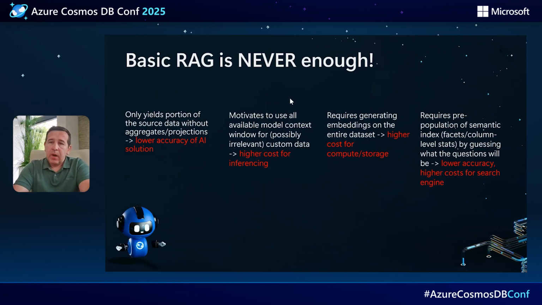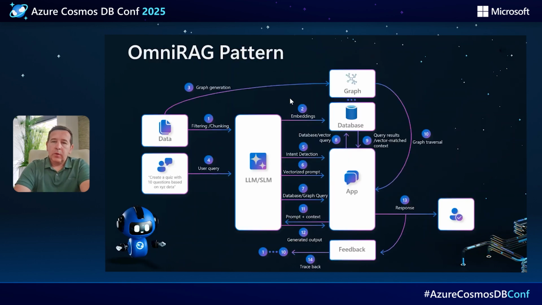It also requires a pre-population of semantic index if you're using one. Let's say if you're using something like Azure AI Search, and you could be utilizing features such as fast search or column level statistics. This requires you to pre-populate them by guessing what the questions that the user will be asking. And you're going to miss this because there's a human on the other end. They can come up with any kind of questions that you never predicted. Again, it leads to lower accuracy and higher cost for the search engine. So we believe OmniRAG pattern is going to solve most of these issues, if not all.